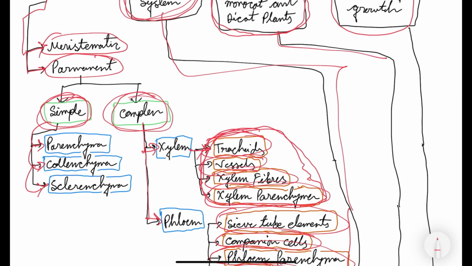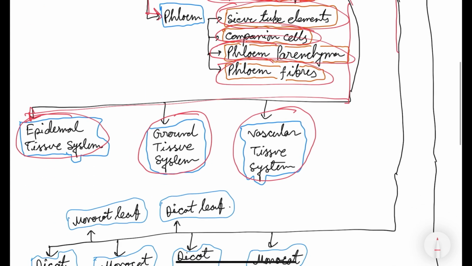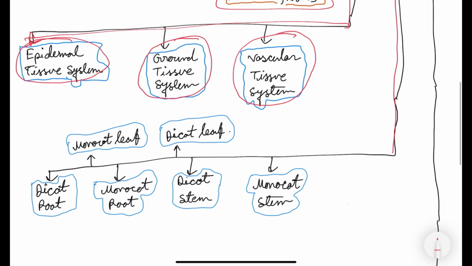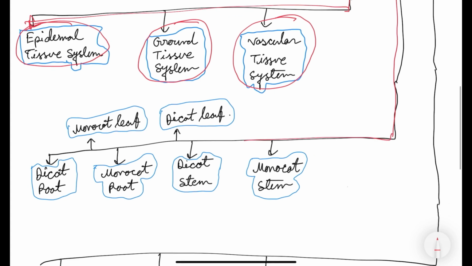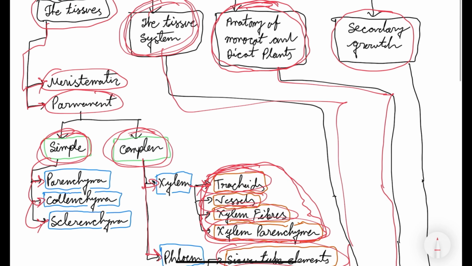Okay. So in the anatomy of monocot and dicot plants, you have to read the structure of the root, leaf and stem of monocot and dicot plants. So here we have the dicot root. You have to study the structural anatomy of dicot roots. Then we have monocot root, then we have dicot stem, then we have monocot stem. And you also have to read about the monocot leaf and the dicot leaf.